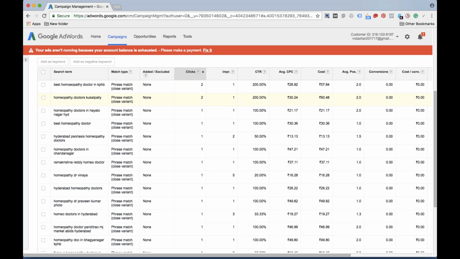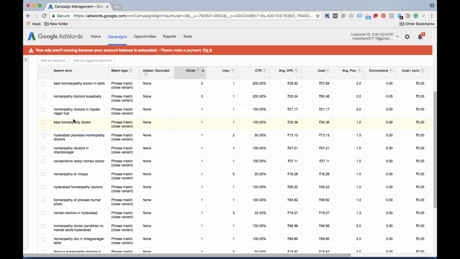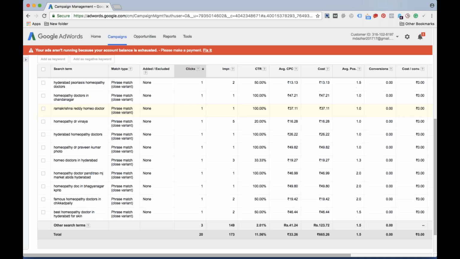Best homeopathy doctor in KPHP, no problem. Yes, homeopathy doctors Kukatpalli. You see, these are all the different keywords which people have searched. Now you can see one very interesting part here. Someone was searching for some other person. You see here, they were looking for some other people, but still I got the ad, which means I am getting some customers who are really not looking for my services, right? You see, they are looking for some other people, and this one is looking for some other services.